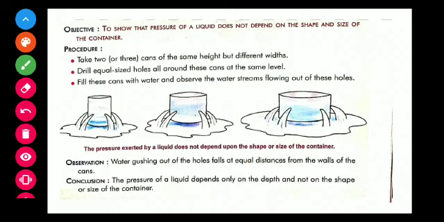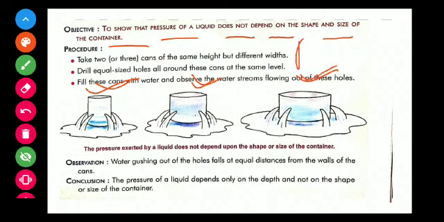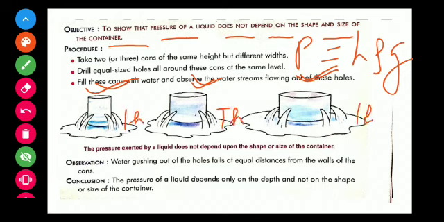And these are different containers of different sizes. To show that the pressure of a liquid does not depend on the shape and size of a container, this is very important. The pressure of a liquid does not depend upon the shape and size of a container, because pressure depends upon the height, density, and acceleration due to gravity. So in each case H is the same, therefore the pressure is the same in each container.